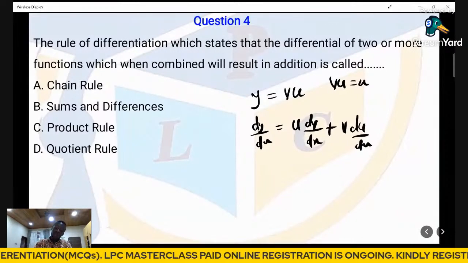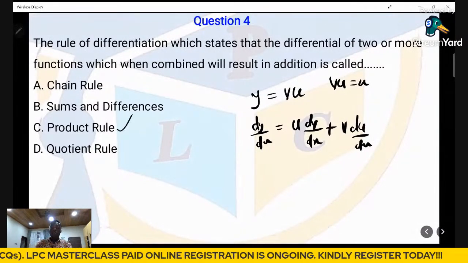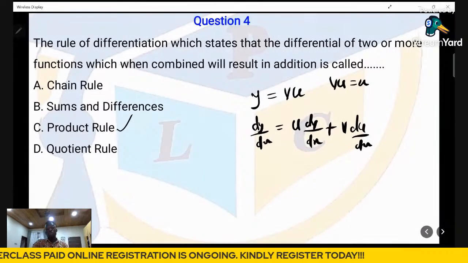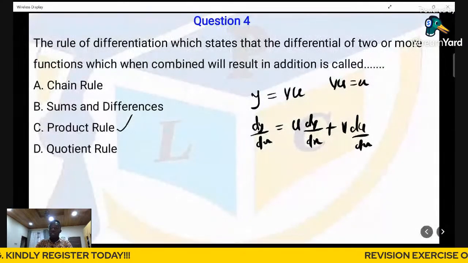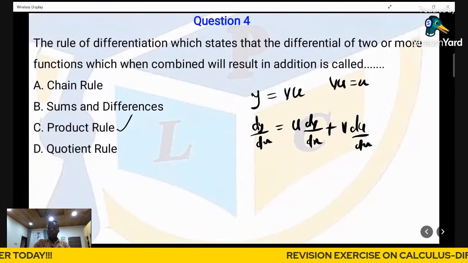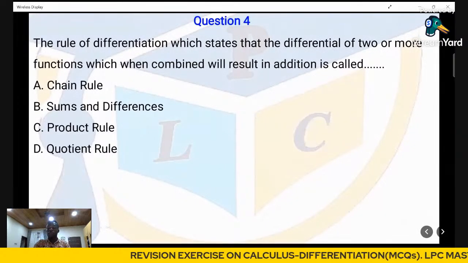So this is going to be a product rule. But the one that results in division is what we call the quotient rule. So the product rule, at the end of the day, results in addition. So let's take note of that. The answer for that is C. That's great. That's product rule. Good.